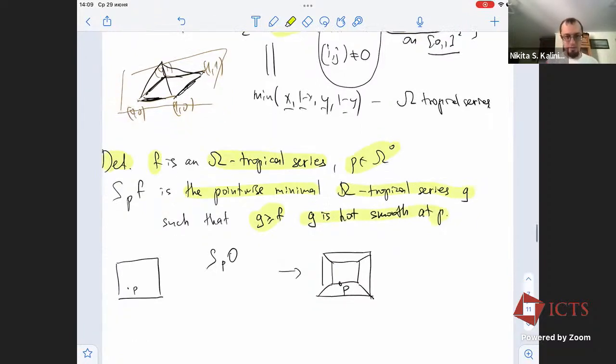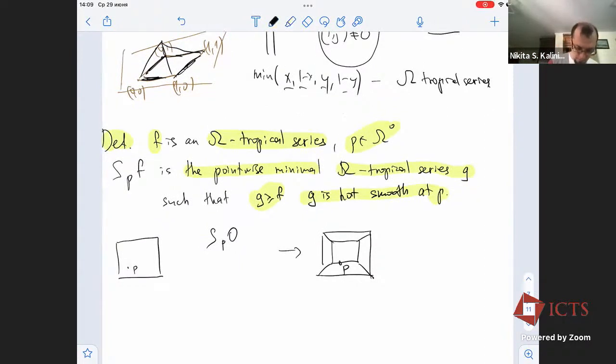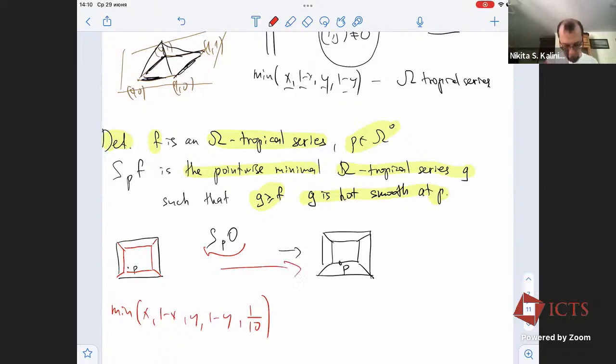Basically, what happens is I take this omega tropical series and I change it such that the corresponding curve passes through point P. So for example, if my curve were something like that, and the corresponding tropical series is a minimum of something like x, 1 minus x, y, 1 minus y, and something like 1 divided by 10. Then my operator asks for the minimal tropical series such that it's not smooth at P, such that the corresponding curve passes through P. So it produces this picture.